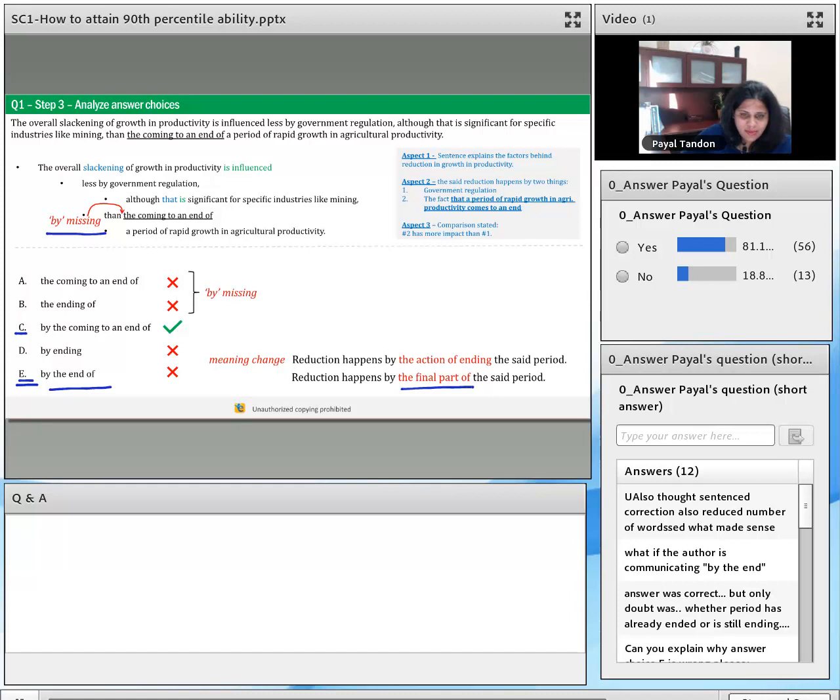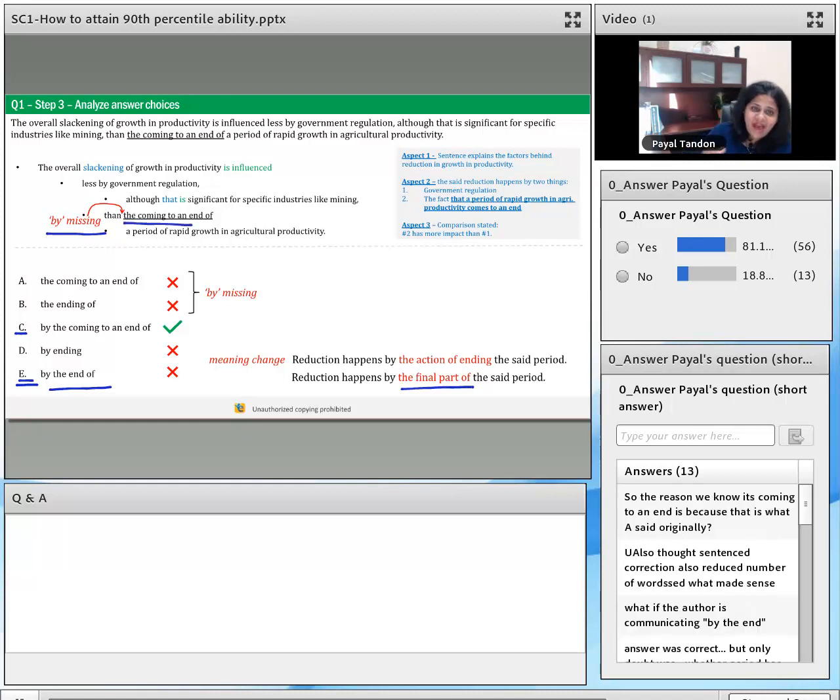The answer was correct, but the only doubt was whether the period has already ended or is still ending. It doesn't matter. What it's saying is "than by coming to an end." So essentially, it's the fact that this period comes to an end. That's what he's talking about. He's talking about a general principle here.